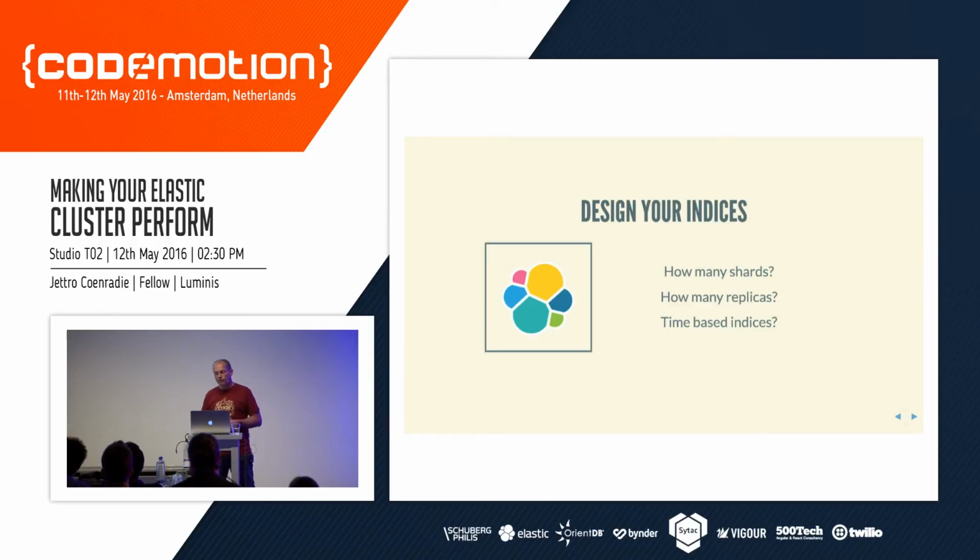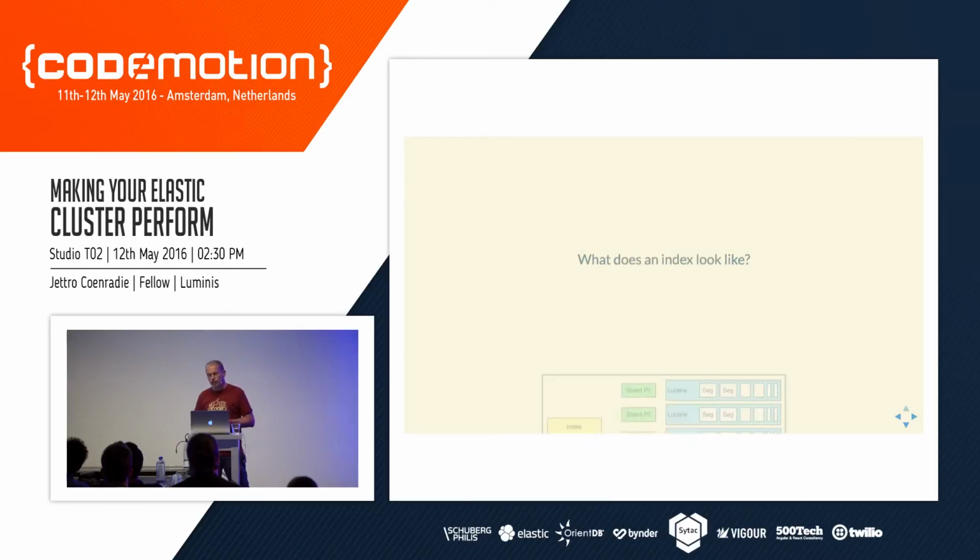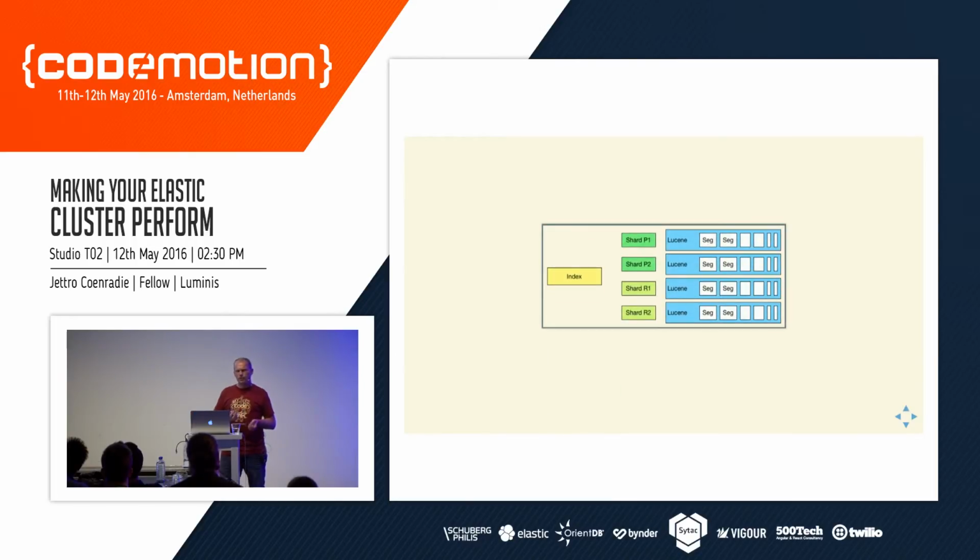And the amount of replicas is another one, and whether you are using time-based indexes and what that means to you. So what does an index look like? Just to give you a heads up, an index in Elasticsearch can contain multiple shards. A shard could live in the same node, but it could also live in another node.